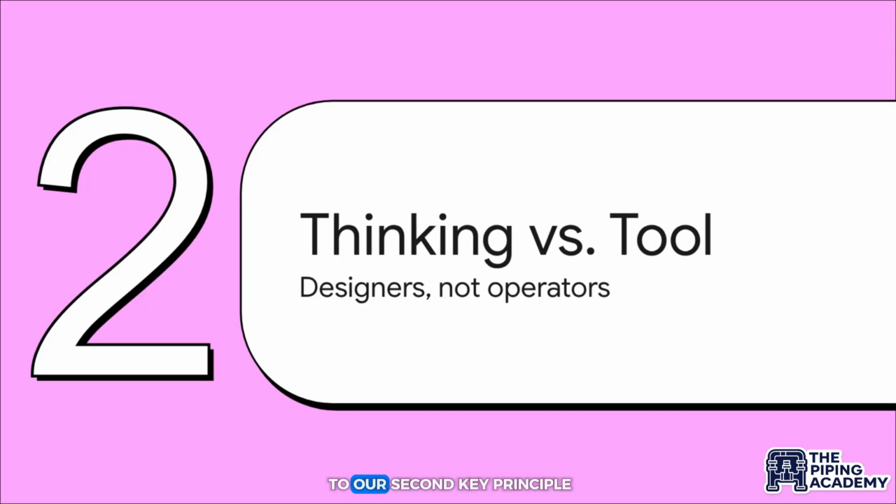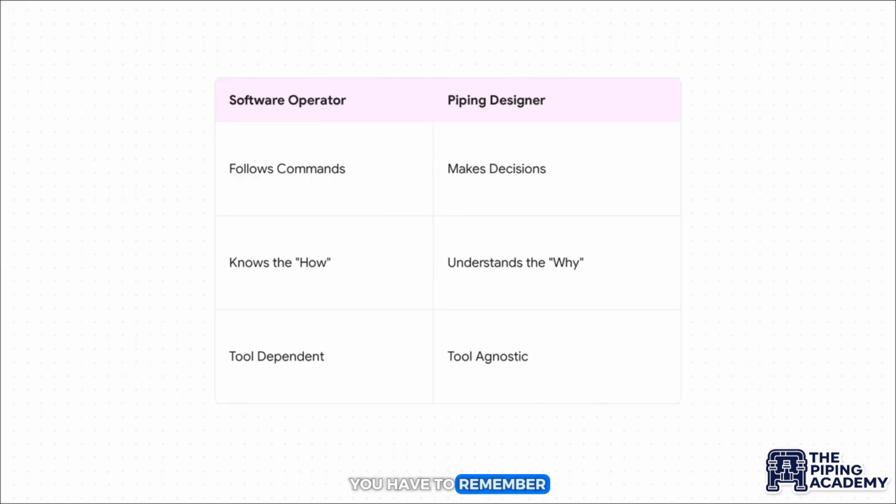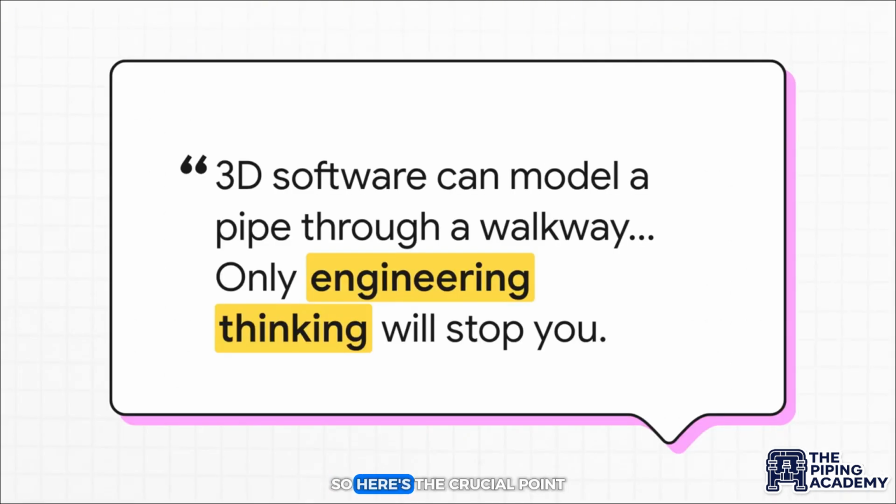And that brings us to our second key principle, the huge distinction between engineering thinking and just being dependent on a tool. This is a foundational concept for our entire approach. You have to remember, software like Aveva, E3D, or SmartPlant, they're just incredibly powerful databases with a visual interface. This slide really shows the difference we're aiming for. An operator follows commands. A designer makes decisions. We're teaching you to treat the software as the tool you use to execute your solution, not as the source of the solution itself.